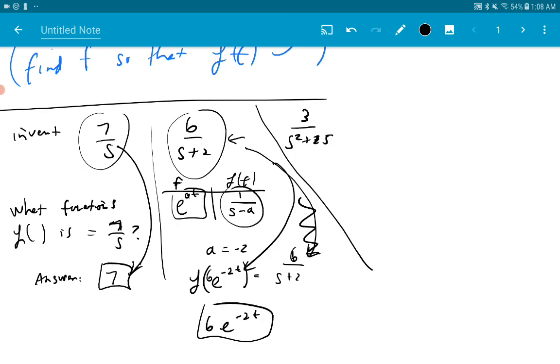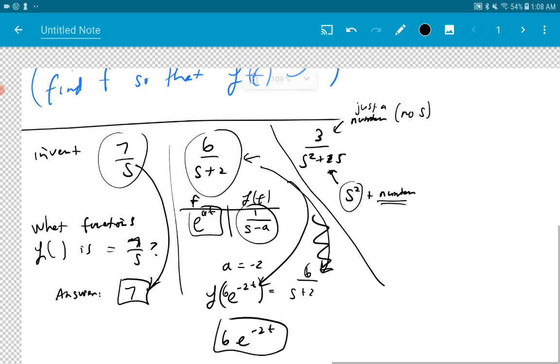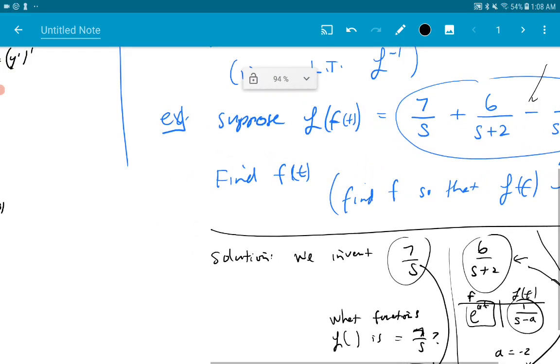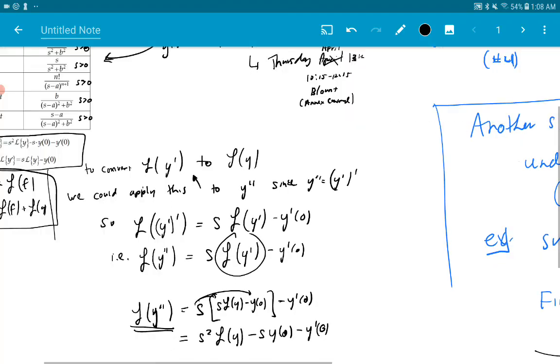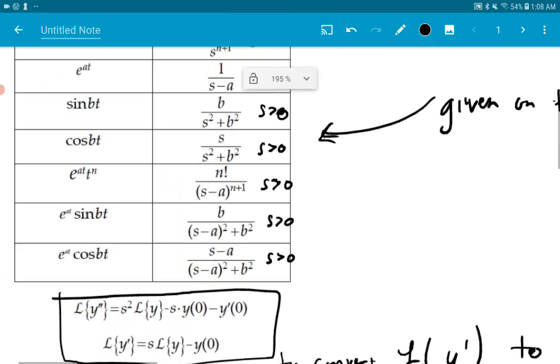So if you look on that table, I'll scroll over to it in a second. We're going to look for one that has a number on top, and on the bottom it has s squared plus a number. So I should say just a number on top, no s's, and on the bottom is s squared plus a number. Okay, so let me scroll over to the table. All right, let's look for something that looks like that.